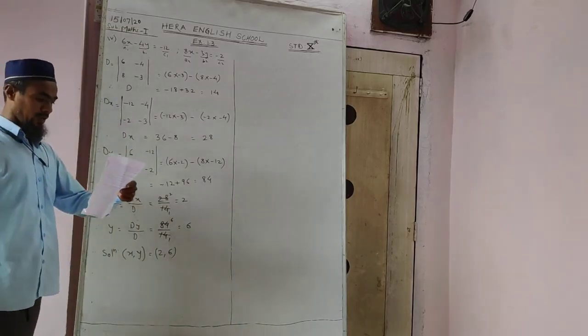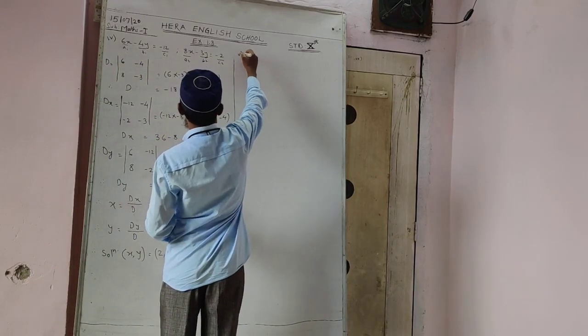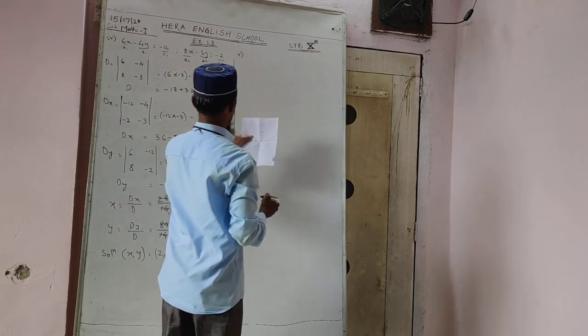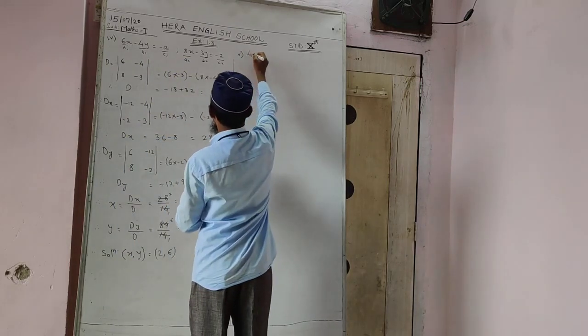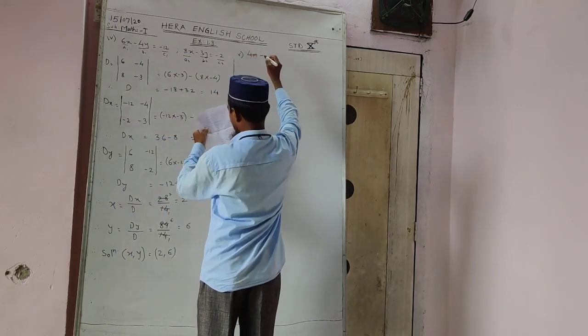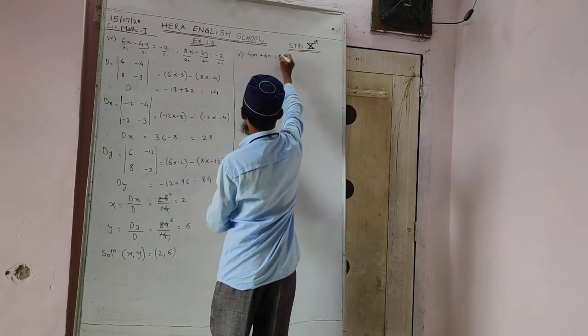Okay, so now the next question. We will see question number 5, part 1. Here the question 5-1 we have, see very well all the students: 4m plus 6n equal to 54.